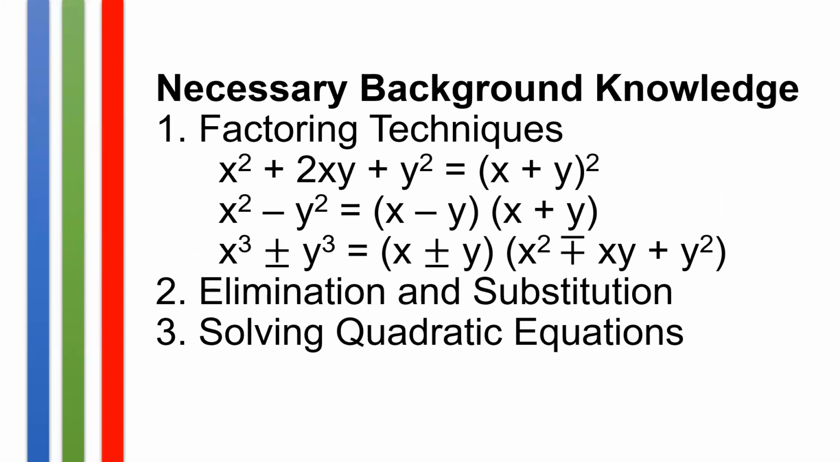And in this topic, the necessary background knowledge is all about factoring techniques. Tandaan po natin that x squared plus 2xy plus y squared equals x plus y quantity squared. Kung minus dito, minus din yan. If you have your x squared minus y squared, that's x minus y times x plus y. If you have your x cubed plus or minus y cubed, that would be x plus or minus y times the quantity x squared minus or plus xy plus y squared.